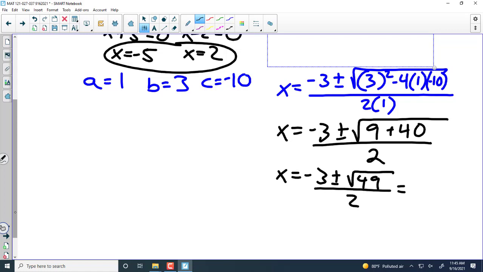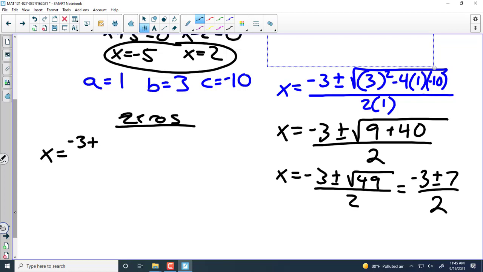Do we know what the square root of 49 is? 7. So it's negative 3 plus or minus 7 over 2. That means that our zeros are negative 3 plus 7 over 2 and negative 3 minus 7 over 2. Can we simplify those? Yes. What's negative 3 plus 7? 4. 4 divided by 2 is 2.